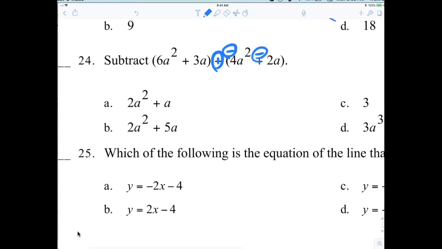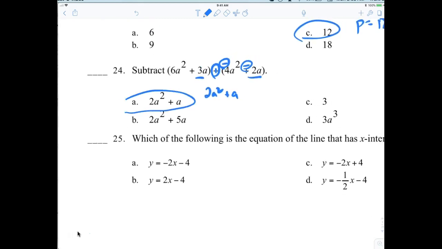All right, I've changed the signs. So what's 6a squared minus 4a squared? 2a squared. 3a minus 2a. There you go. That easy. Correct answer. All right, it's that simple.